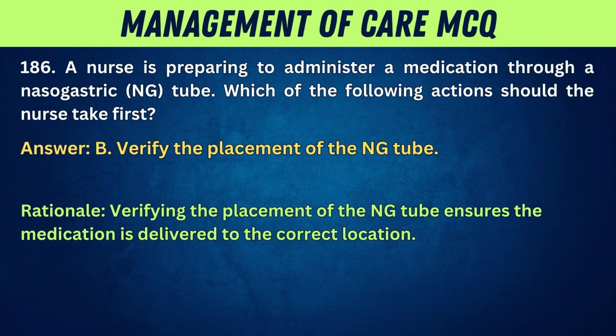Answer: B. Verify the placement of the NG tube. Rationale: verifying the placement of the NG tube ensures the medication is delivered to the correct location.